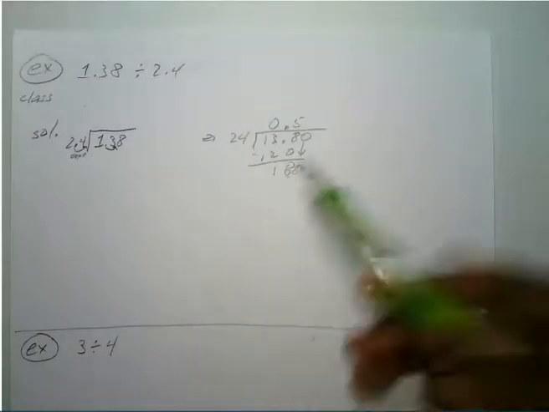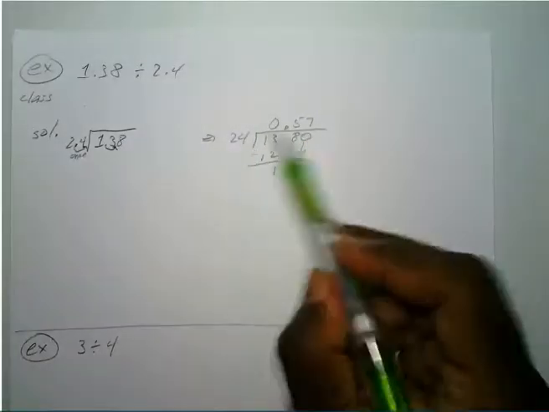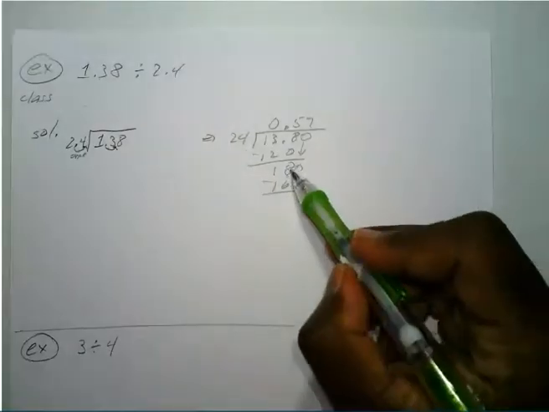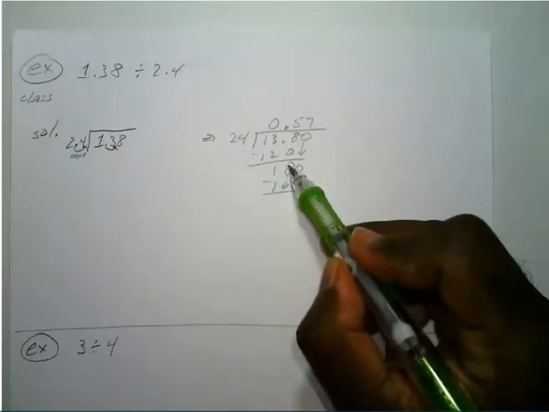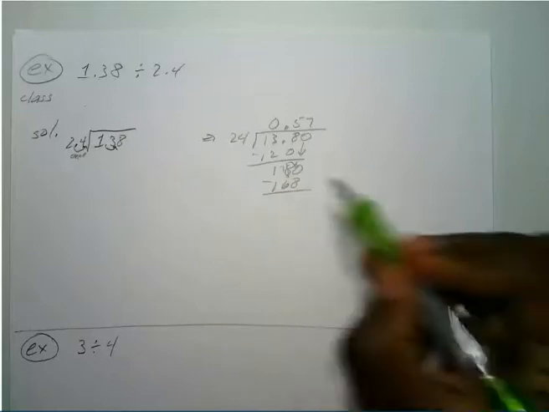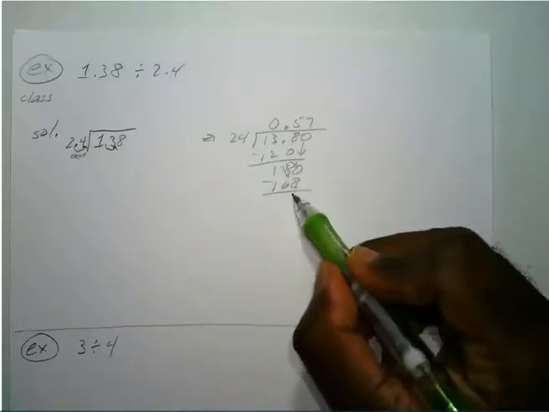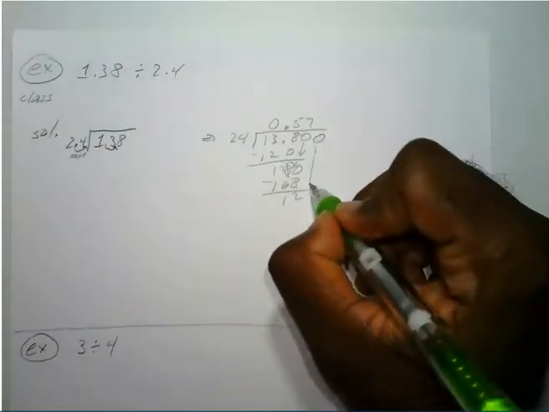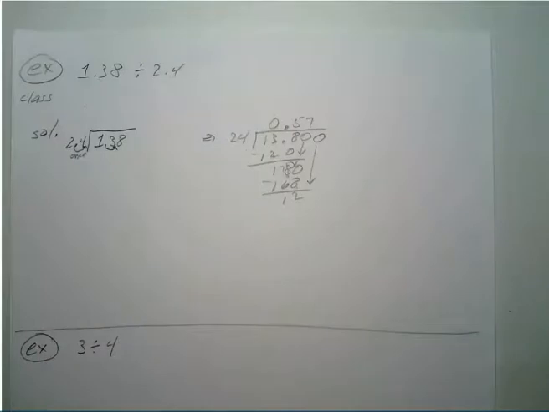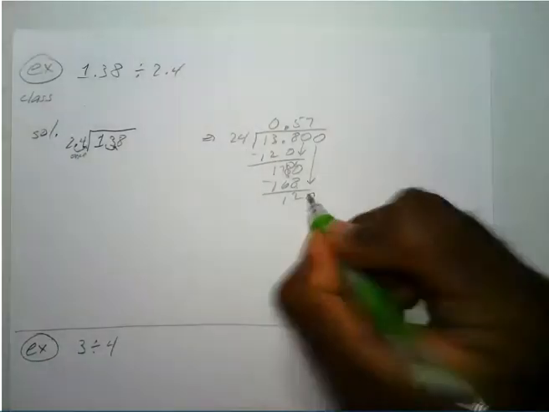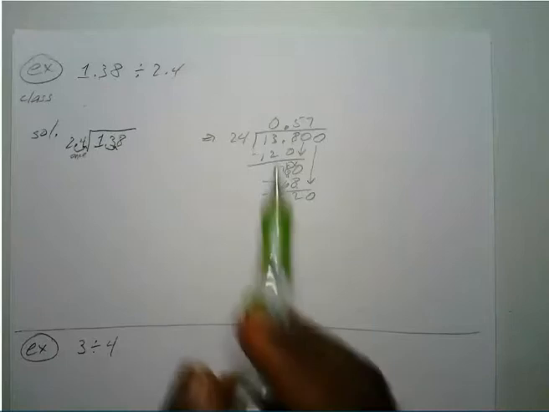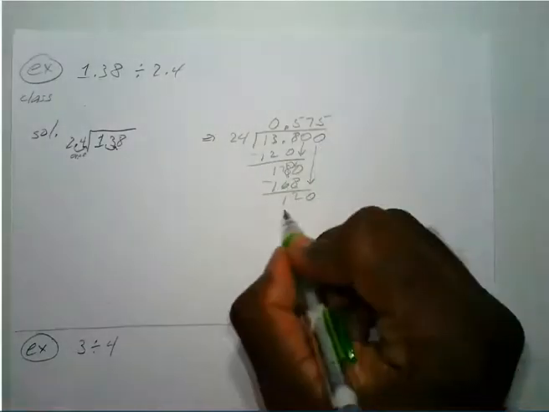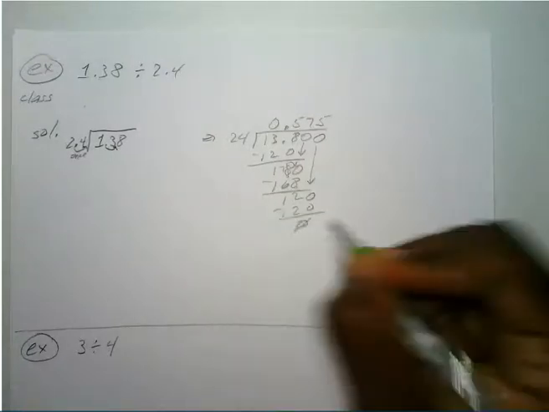24 goes into 180 7 times. 24 times 7 is 168. Okay, so we have to borrow here because we can't do 0 minus 8, so we make that a 7, and that becomes 10. 10 minus 8 is 2. 7 minus 6 is 1, and we're going to add another 0 because we don't have a remainder of 0 here. It makes that 120. 24 goes into 120 5 times. 24 times 5 is 120, so we have our remainder of 0.